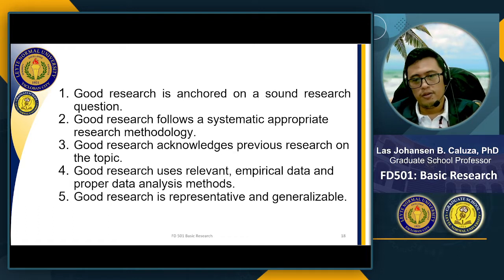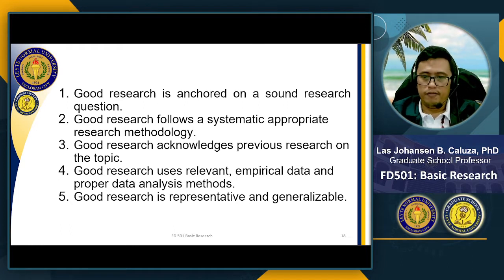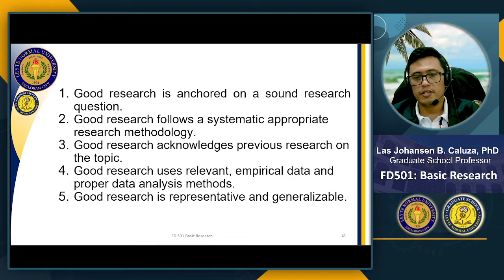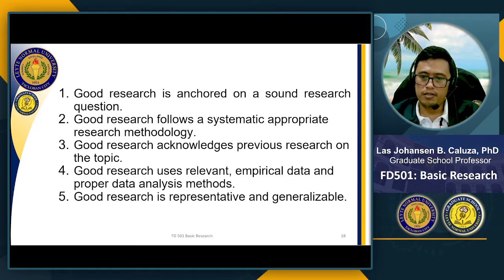Fifth, good research is representative and generalizable. Criteria of good research include being representative. In research, representativeness refers to the sample's ability to represent a larger group. This means the characteristics of the subjects, for example the people being studied, closely match those of the study's larger target population, according to Austin Research in 2014.